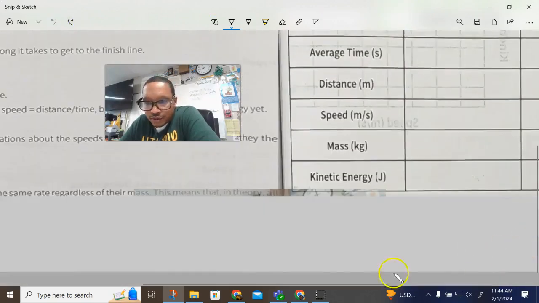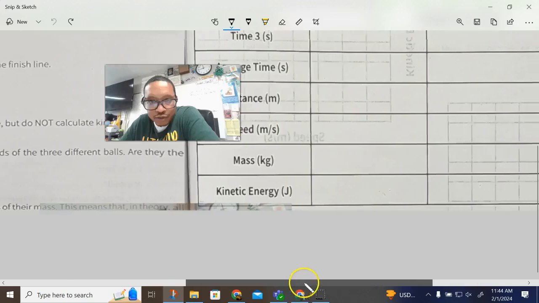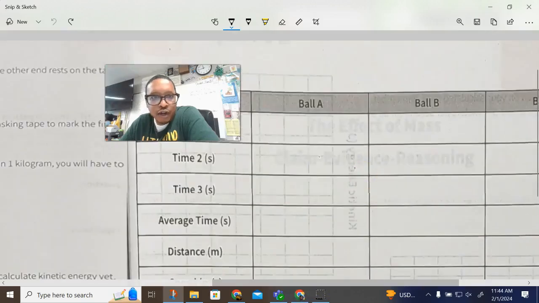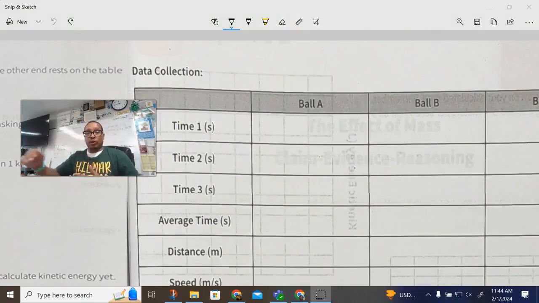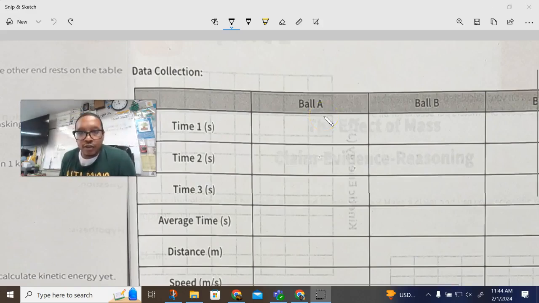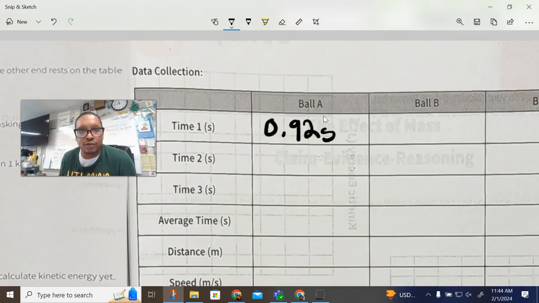I think we can move down here, right? So we can move over. All right, so we're going to go ahead and put in the times that people got. People rolled the ball down the ramp and they got their times. I actually took a picture of some people's stuff, so I have their times. This right here is going to be 0.92 seconds. That's what theirs was.